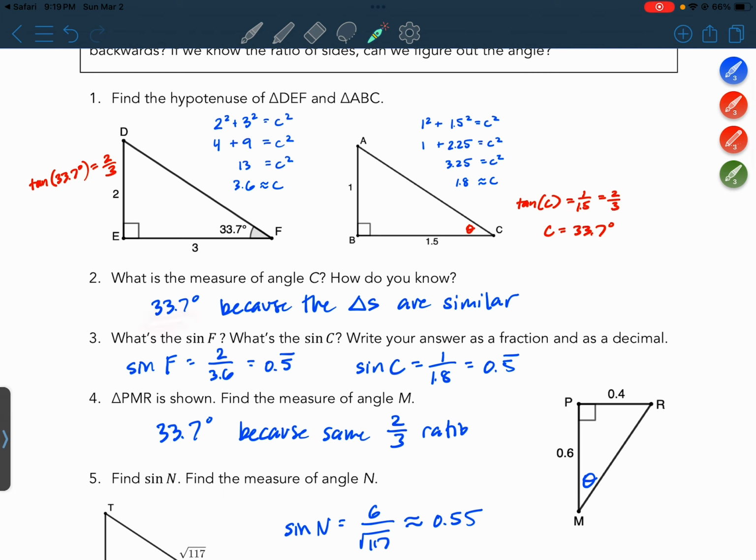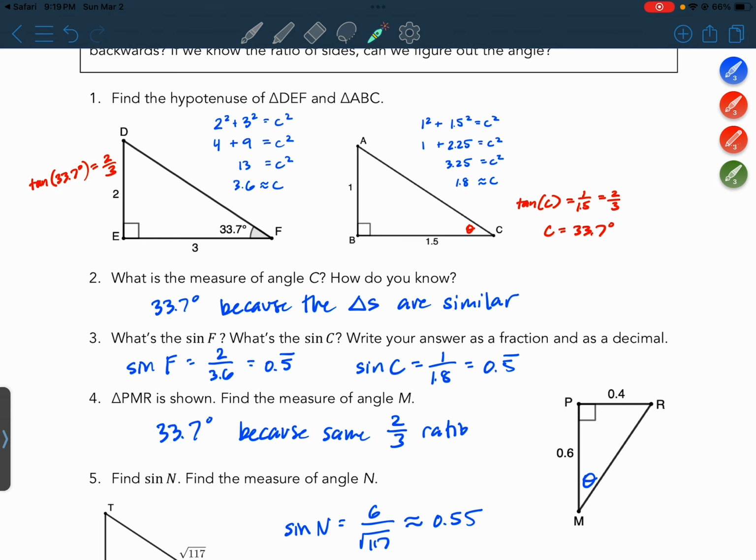And that's what we concluded in question number 2, right? But we used a different argument. We said because we knew the triangles were similar, their sides are just a scale factor of 2. But now we can use the fact that they have the same ratio to argue that they would have the same angle measures.